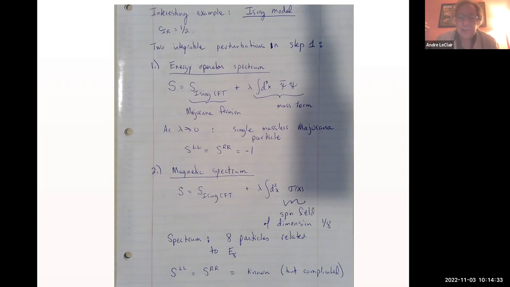And then it was really very remarkable many years ago that Sasha Zamolodchikov first showed this is integrable. And then he started to try to figure out the S matrix. And he realized that closing the bootstrap led to 8 particles.